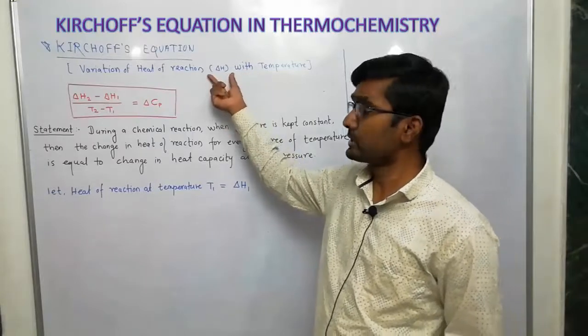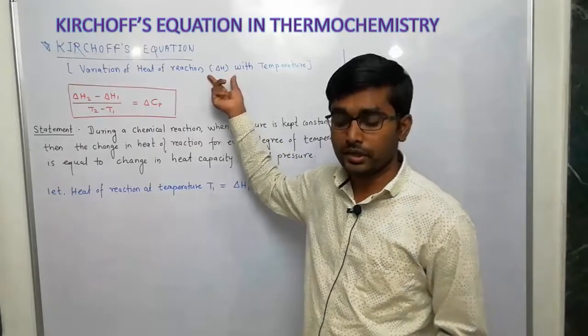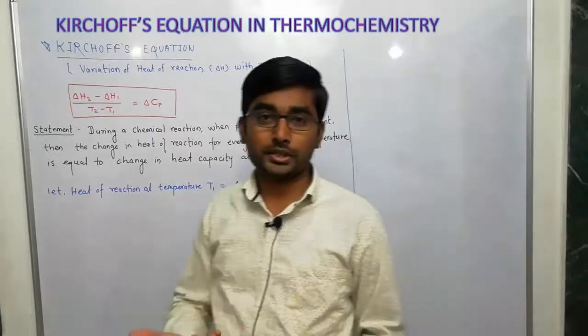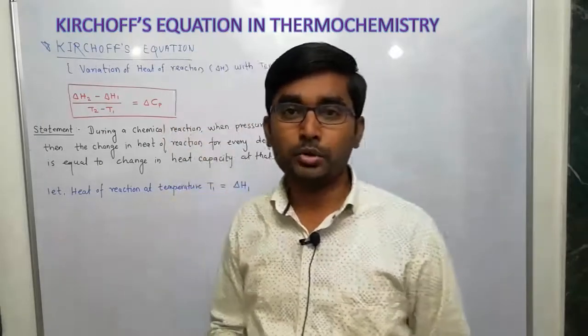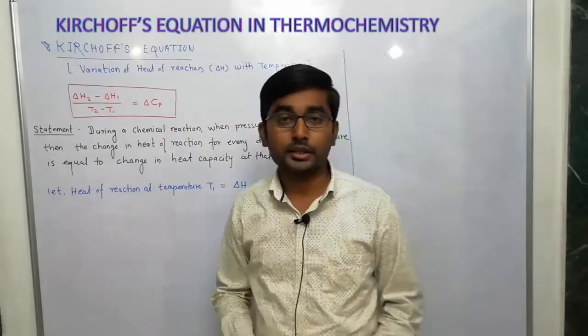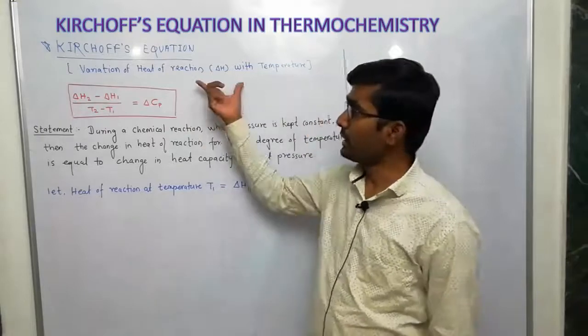This delta H represents the enthalpy of reaction or the heat of reaction. Now what is meant by heat of reaction? The amount of heat absorbed or evolved during a chemical reaction is called the heat of reaction.